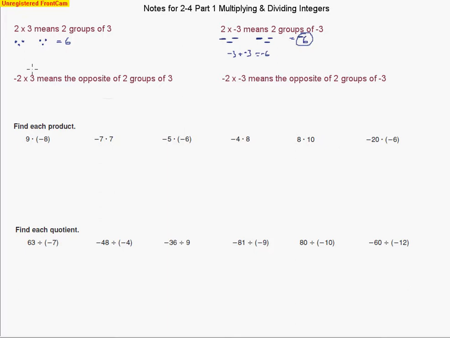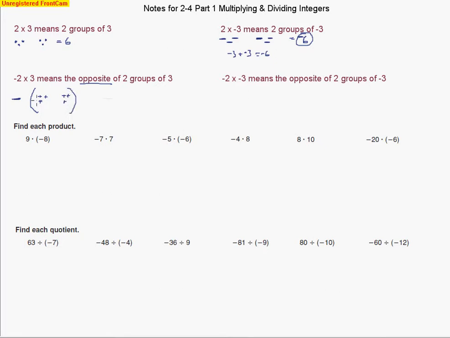Well, how about this? How about if I put the minus sign in front of the 2? Well, what that means is the opposite of two groups of 3. So let's take a look at what that is again. Instead of the dots, I'm going to use plus signs this time. So I first have the opposite. Opposite means a minus sign. And then I've got the two groups of 3. So I've got a group of 3 here, and then I've got another group of 3 over here.